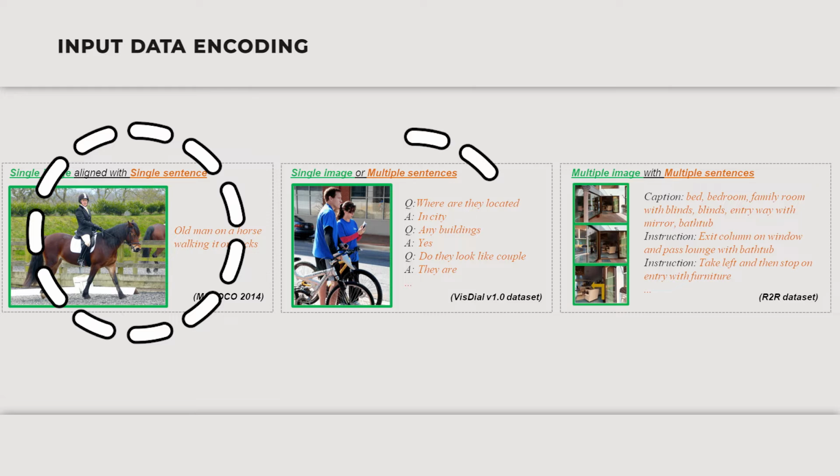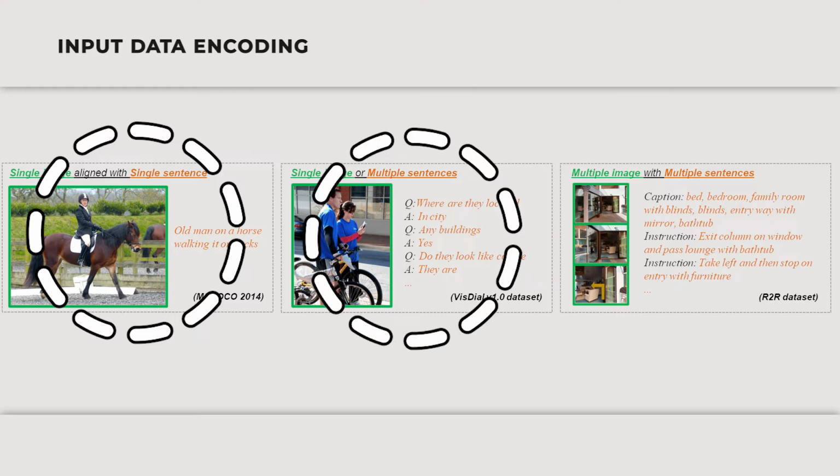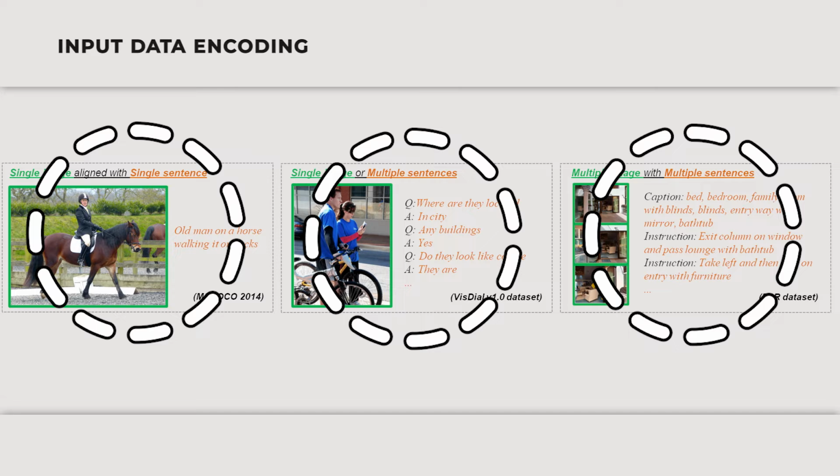The second example demonstrates the input data format for the visual dialogue task, in which multiple pairs of questions and answers are involved for understanding the corresponding image. Similarly, there also apply multiple images with multiple sentences as raw input. The third example illustrates the vision language navigation data, which contains a set of images along the navigation trajectory together with the corresponding instructions.